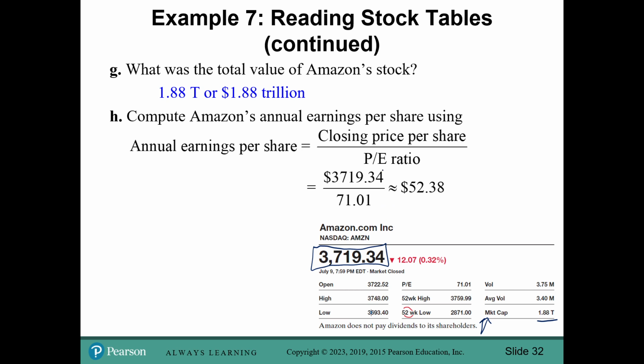We need to divide that by the P-E ratio. Well, where's the P-E ratio? It's right here in the chart, 71.01. We do that simple division right there, and we see that it is $52.38. That's the annual earnings per share, $52.38.